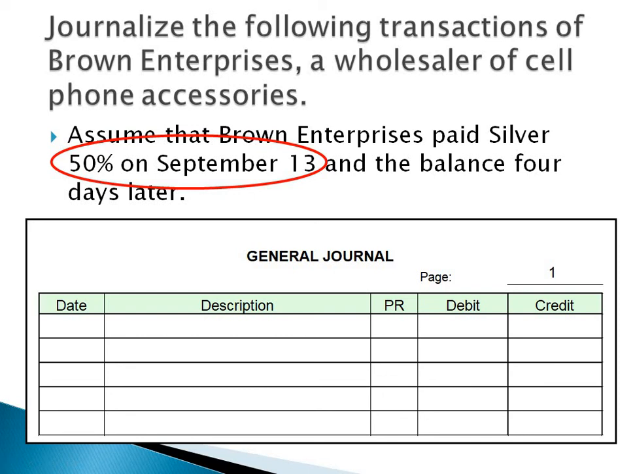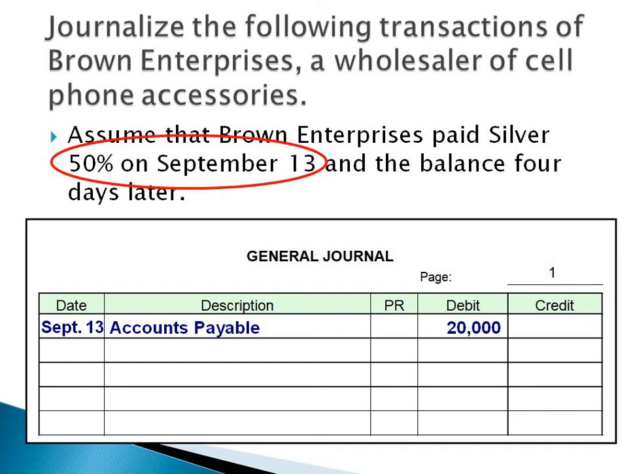20,000. Because 20,000 pesos was the amount of the accounts payable paid by Brown to Silver Company on September 13, that 20,000 must be debited or credited by Brown to its accounts payable? Debited. Why? Because from the viewpoint of Brown Enterprises, its accounts payable decreased upon payment to Silver Company. Since accounts payable is a liability, the normal balance of which is credit, to decrease, it must be debited on September 13, the date of payment.